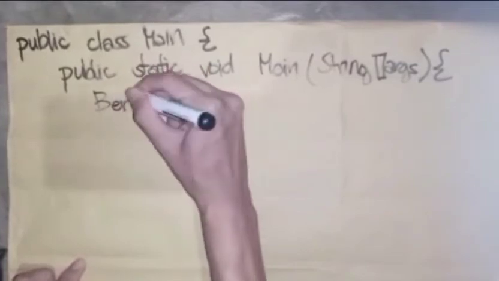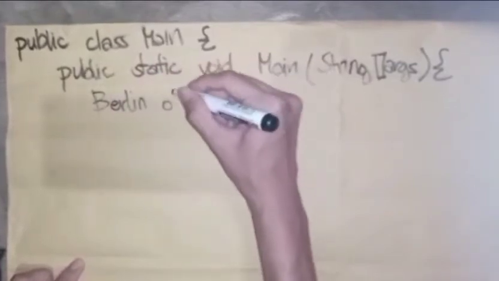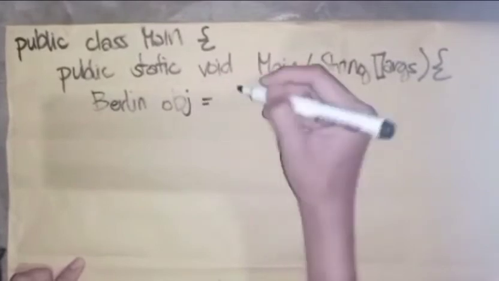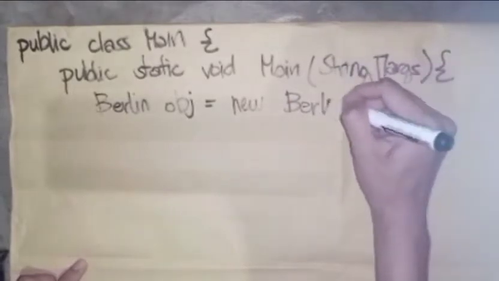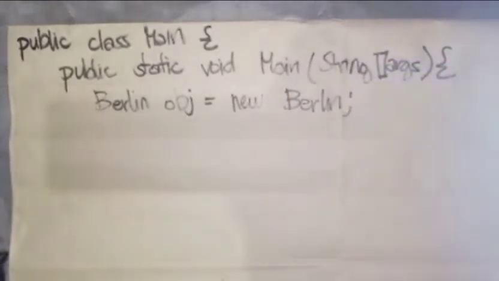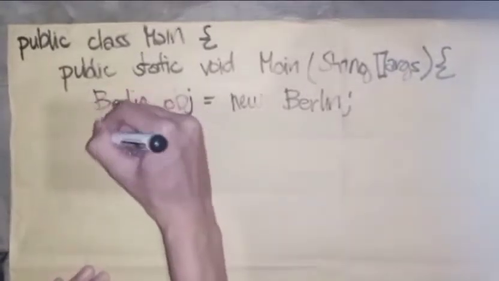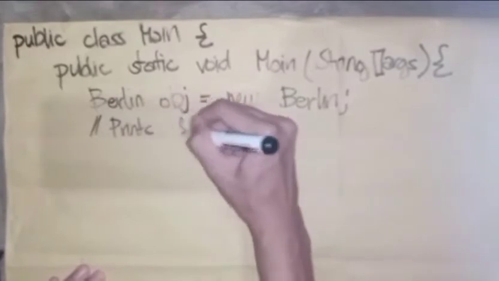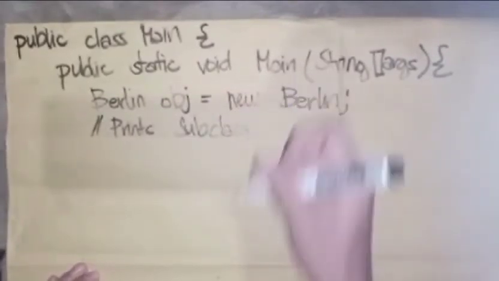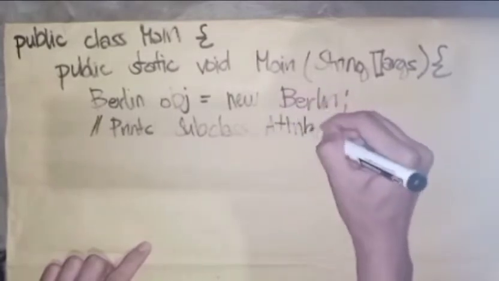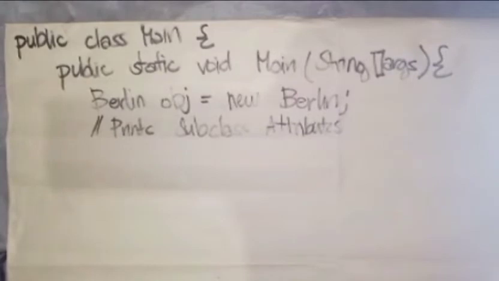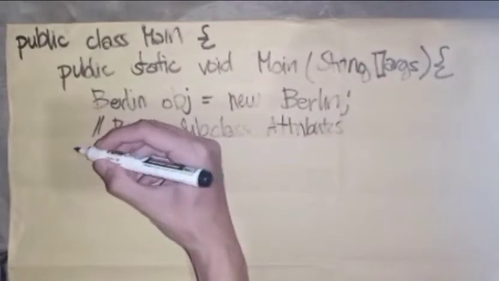Now the first thing that we will write for our method is to create an object of the subclass Berlin. This is accomplished by writing this line, which is Berlin, the name of our subclass, and then we write the name of that object, which we define as obj, which is equivalent to a new object of Berlin, defined by this line, new Berlin. Next, we are writing a comment saying print subclass attributes, so you may know what we are going to do next.